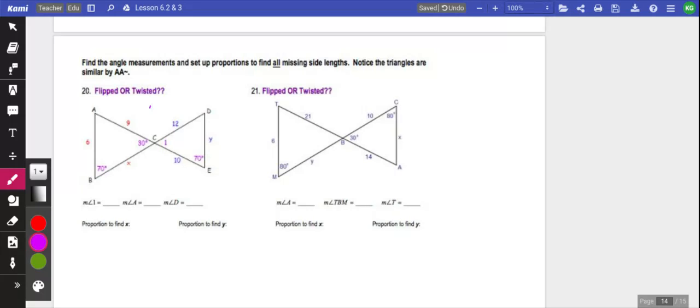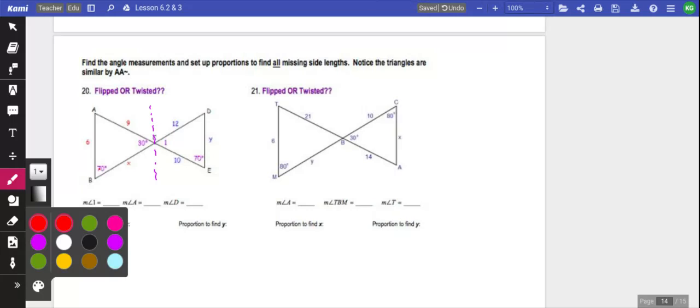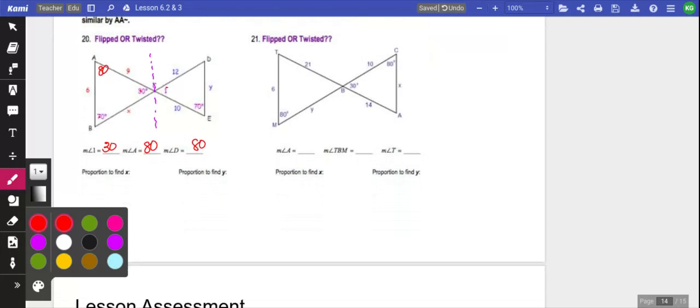Okay, on this one we notice that this is our line of reflection here. And so if this is 70, that's 70. And if this is 30, angle 1 is 30. Then we know that 30 plus 70 is 100. So angle A must be 80. And so angle D must be 80.